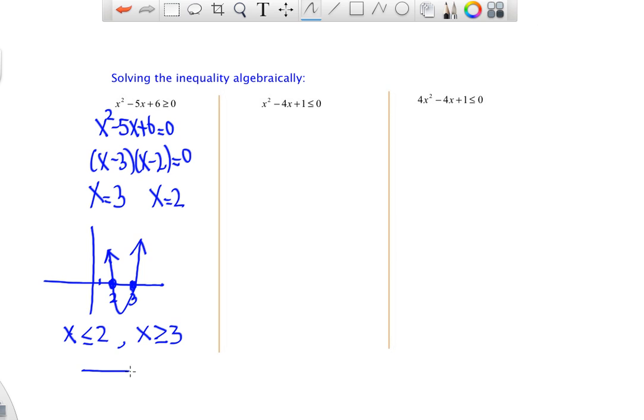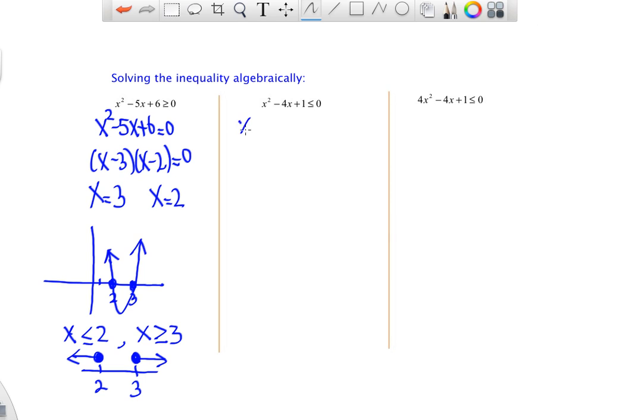And if you put this on a number line, you would put the 2 here, the 3 here, closed circles, and then this one goes to the right, this one goes to the left, so that looks like a compound inequality, an or compound inequality. Okay. How about here? X squared minus 4x plus 1 less than or equal to 0.